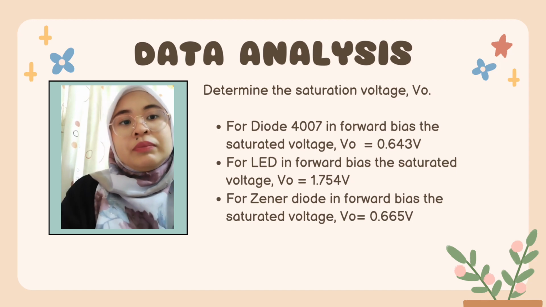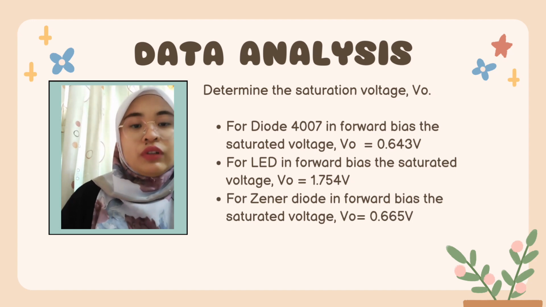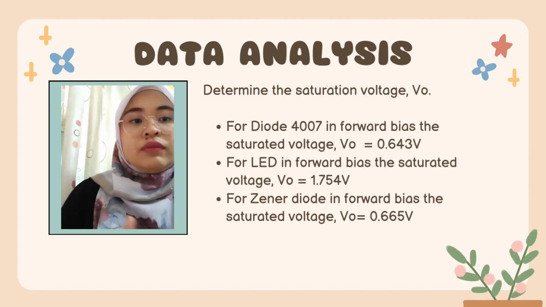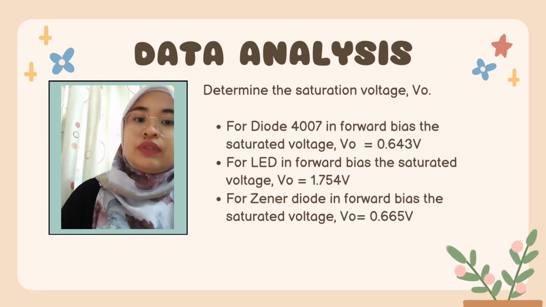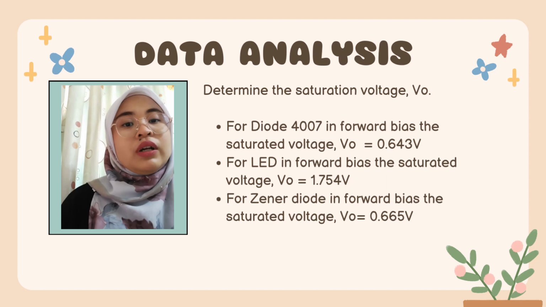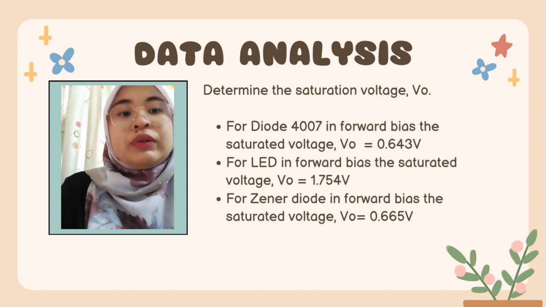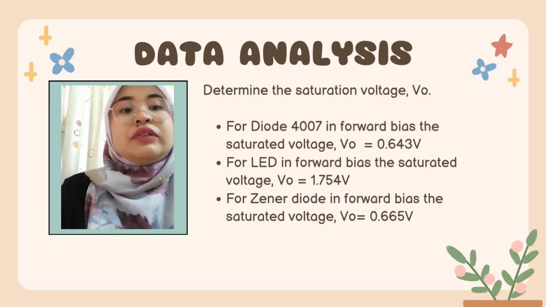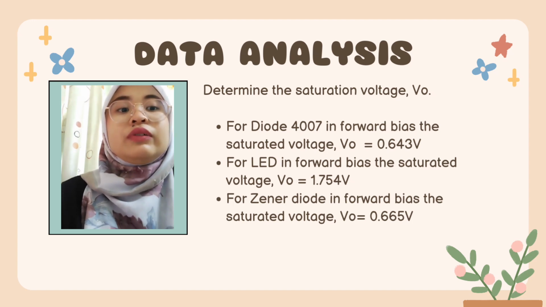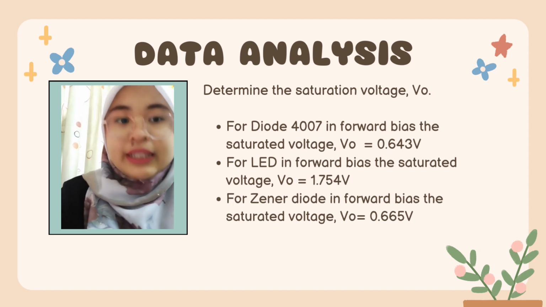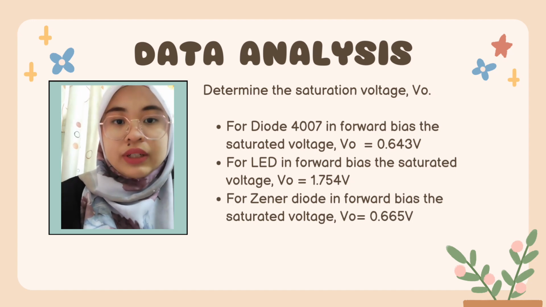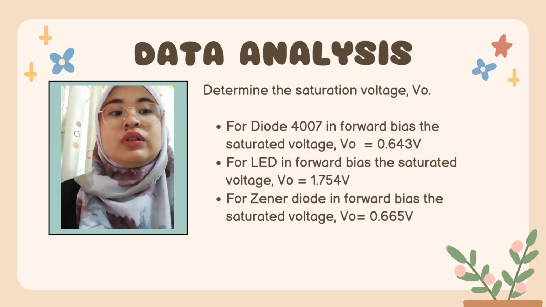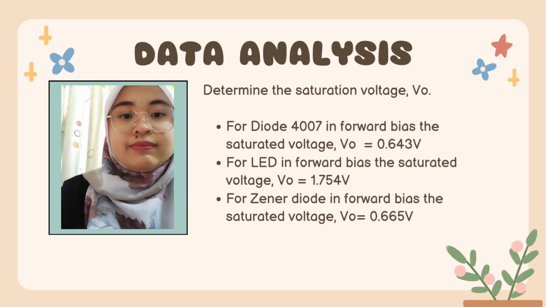In this experiment, we have 3 saturation voltages. For the 4007 diode in forward bias, the saturated voltage V0 equals 0.643 volt. Meanwhile, for the LED in forward bias, the saturated voltage V0 equals 1.754 volt. And the last one is for the Zener diode in forward bias, the saturated voltage V0 equals 0.665 volt.